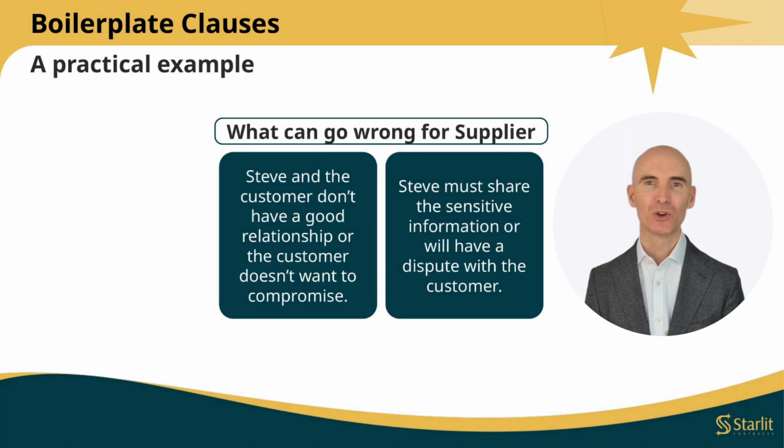Now let's look at what could go wrong for Steve in this situation. Let's say that Steve does not have a good relationship with the customer, or that the customer does not want to find a solution. The customer might say to Steve, "Well, hang on, Steve. You have a contractual obligation to send us information that you now say is sensitive. Our intention was to use that information without any restrictions. That is why we accepted a higher price. So, Steve, if you don't send us that information, then you'll be in breach of contract and we will have the right to make a claim against you."